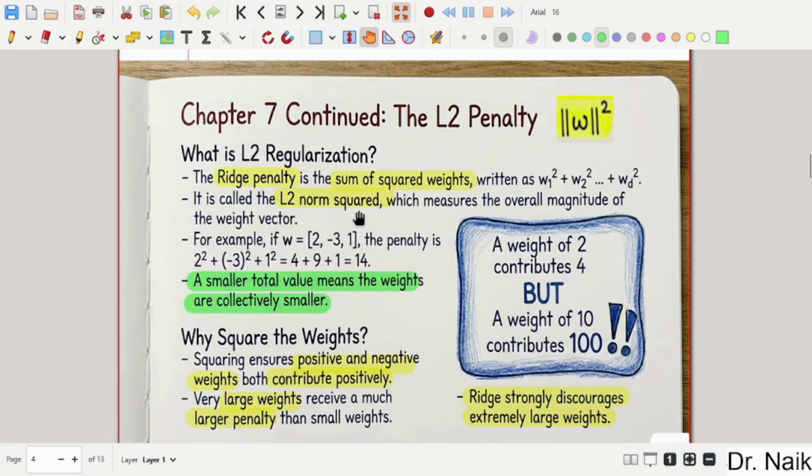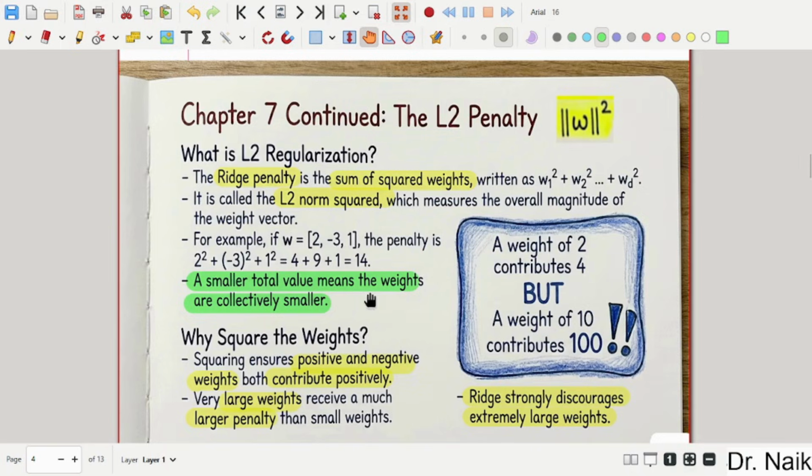For example, if the weight vector is 2, minus 3, 1, then the penalty is 2 square plus minus 3 square plus 1 square. That is 2 square is 4, plus minus 3 square is 9, plus 1 square is 1. So 4 plus 9 plus 1 is 14. So our penalty for W is 14. The smaller the total value, the smaller the weights are collectively.